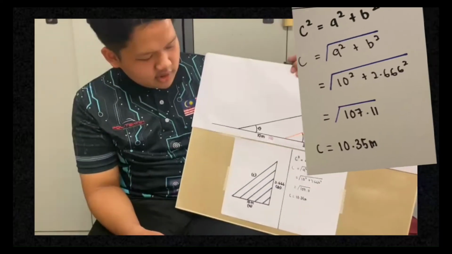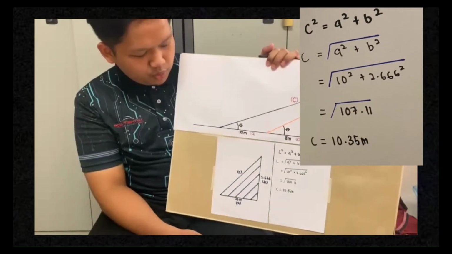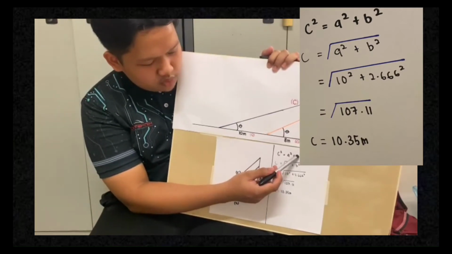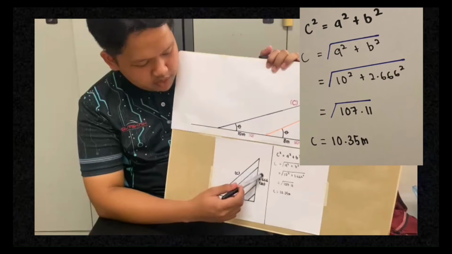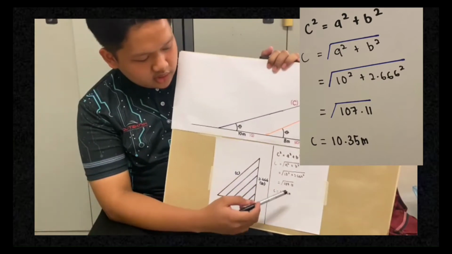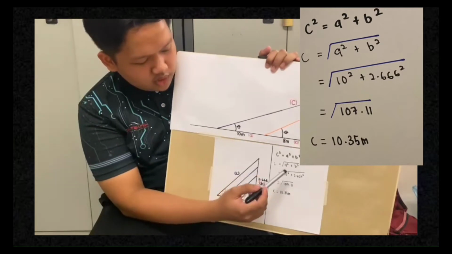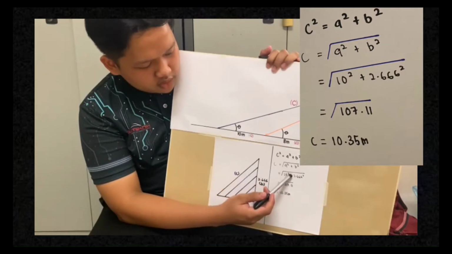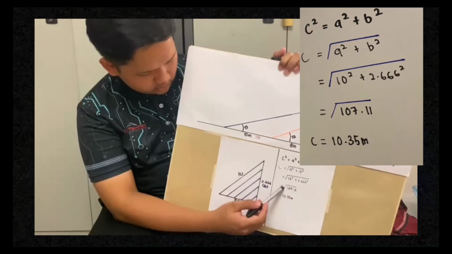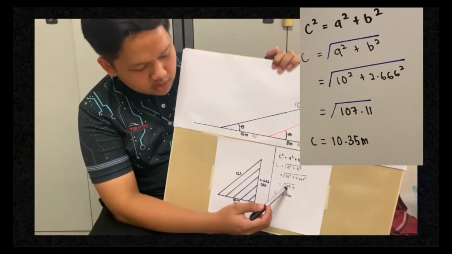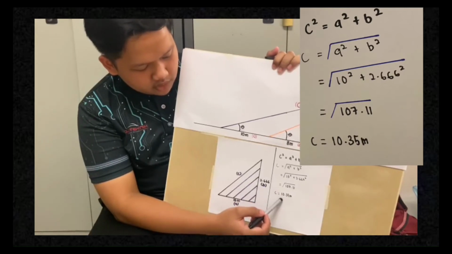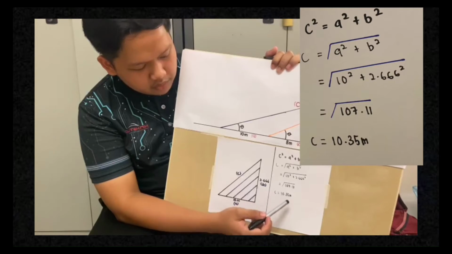Okay, for the last triangle, we still use the same formula, which is C square equal to A square plus B square, and then we apply all this information to this formula, and it will be C equal to square root of 10 square plus 2.66 square, and it will be square root 107.11, and the hypotenuse will be 10.35 meter.